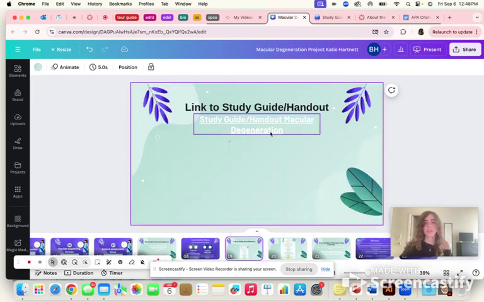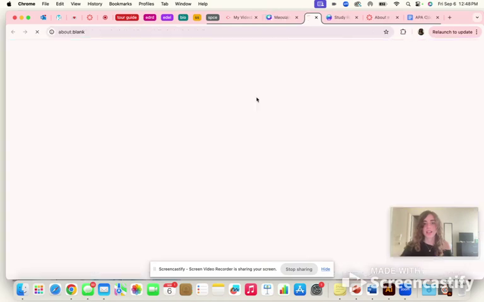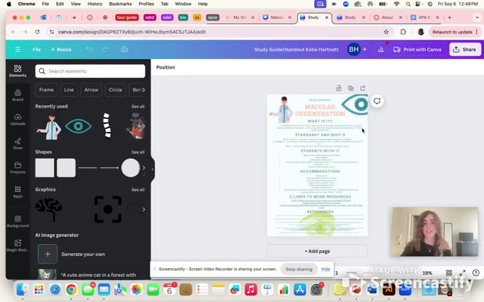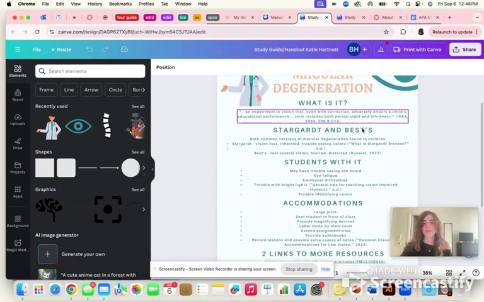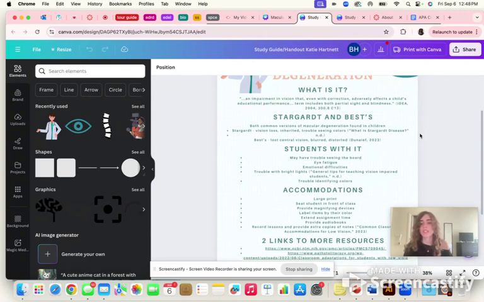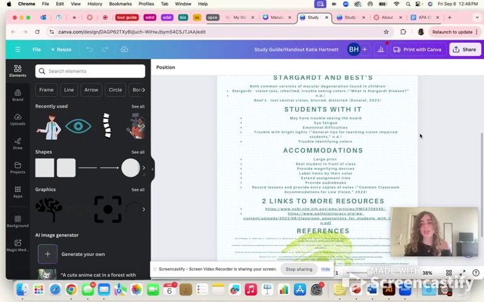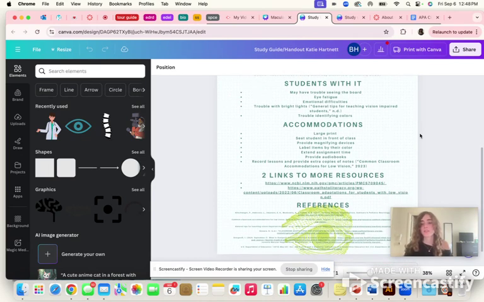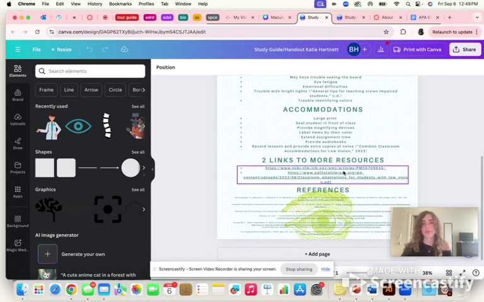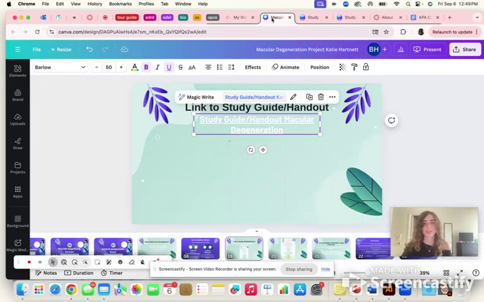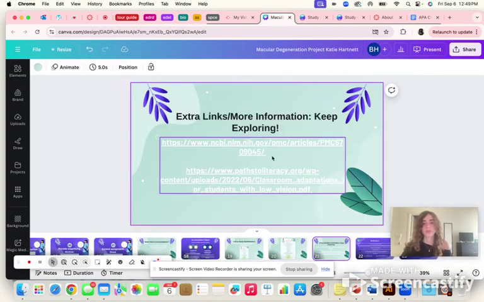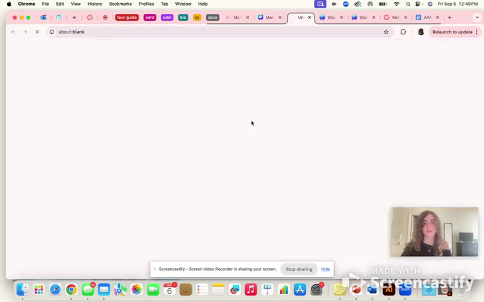So next I have a link to my study guide and handout about macular degeneration. In this handout, I just have what it is. I have the 2 diseases that are most commonly seen in students that we talked about, the struggles that we talked about that students may have, and different accommodations for students. I also have 2 links to more resources. It's actually linked over here as well. So I'll go ahead and click on them for you.